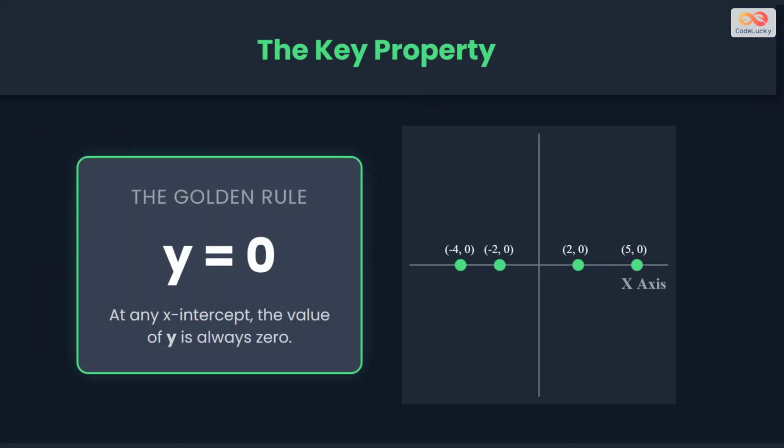Here is the most important rule you need to remember. At any x-intercept, the y value is always 0. No matter where the point lies on the x-axis, it has not moved up or down, so its vertical coordinate, or y, must be 0. This is the golden rule for solving these problems.